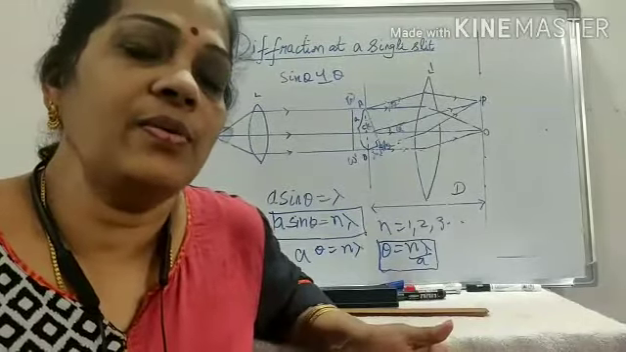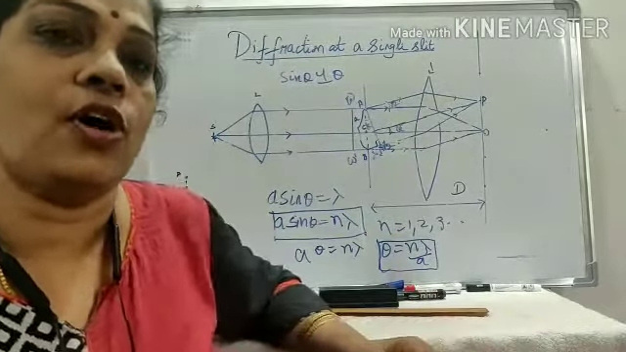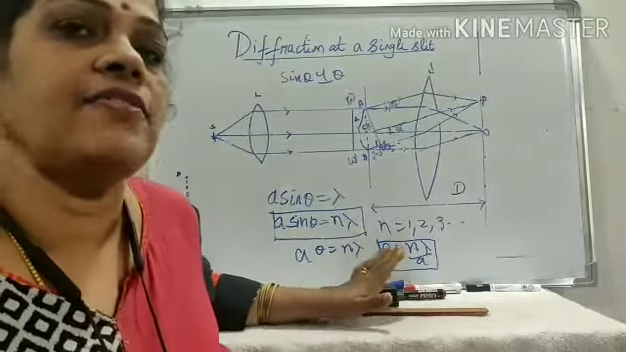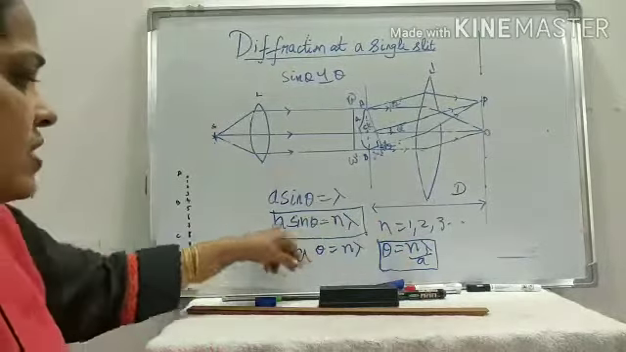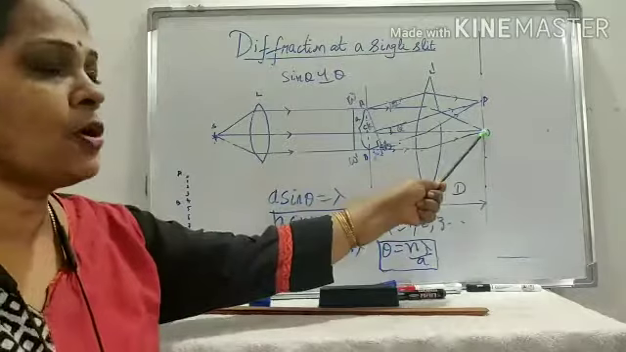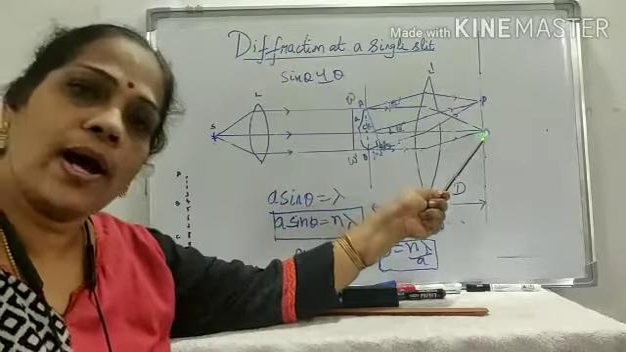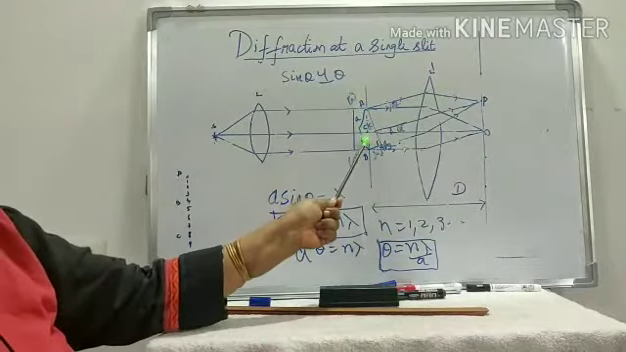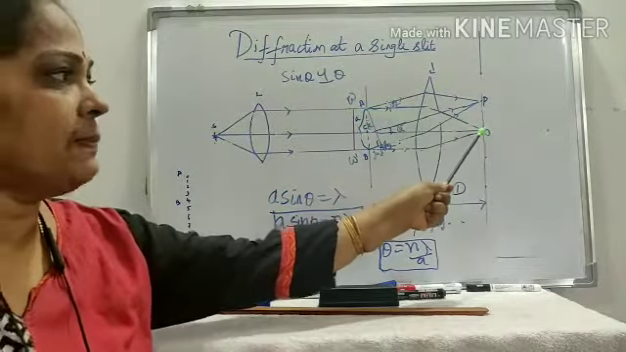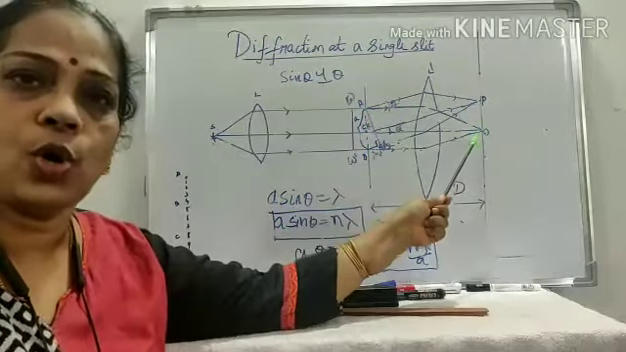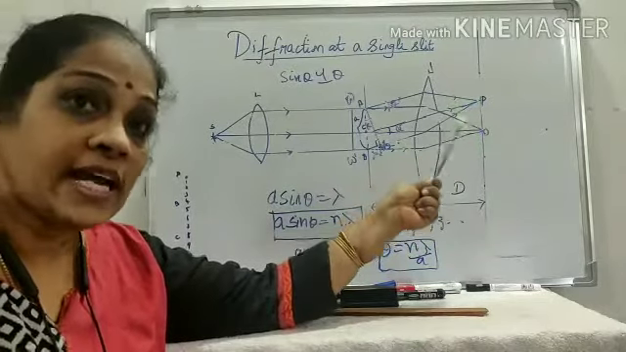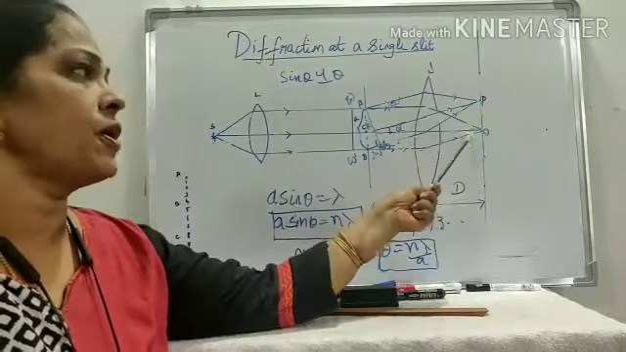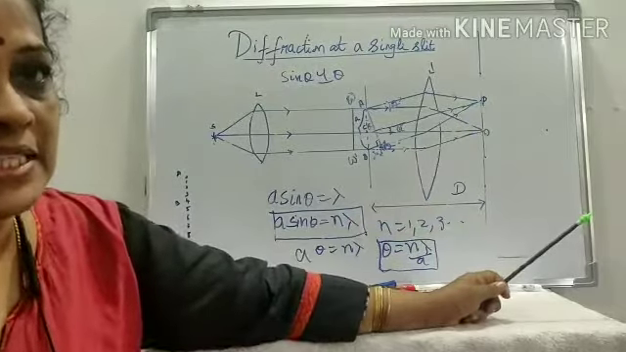In the last video, we were seeing the conditions for the central maxima and the first minima. We saw that the point O corresponds to central maxima. Why? Because all the secondary wavelets travel the same optical path to reach the point O. So they reach the point O in phase. Therefore, the point O is of maximum intensity.